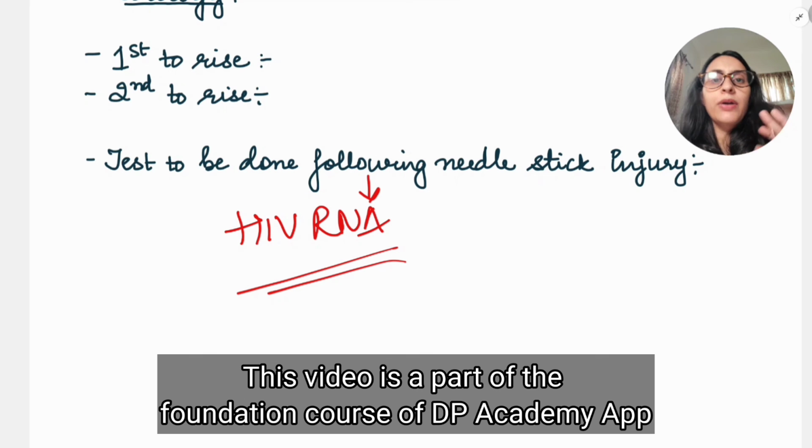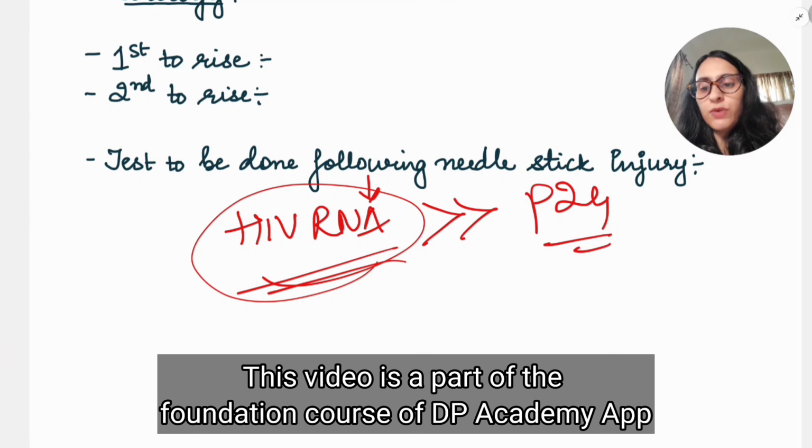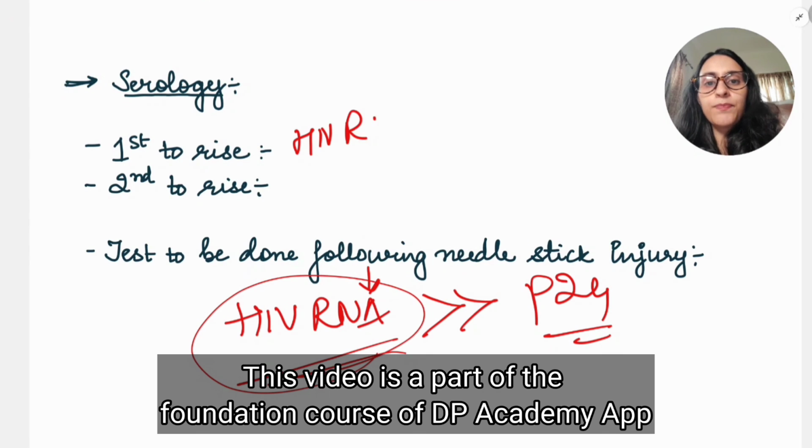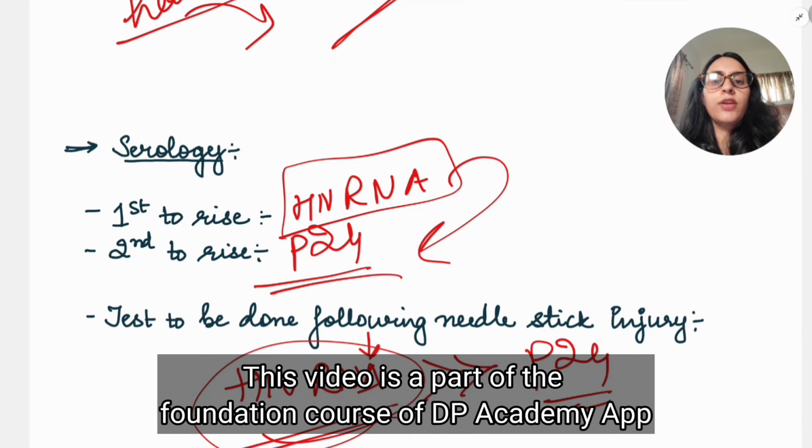We know that P24 rises early, but even before P24 in the Western blot, you can see this HIV RNA, and then we have P24. So the first one to rise is HIV RNA, and the second to rise is P24 on the Western blot. So serology to check if the person has come across needle stick injury. You remember P24, I told you it is important for needle stick injury. Because P24 rises so early, you can see in a needle stick injury in the initial time if you have been infected with HIV or not. So the first one to rise is actually HIV RNA and then P24.